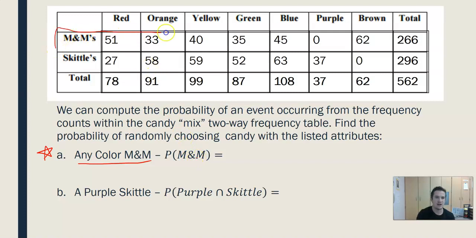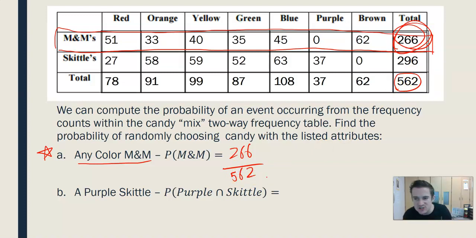Well, this is my column of M&Ms. Remember, when I'm finding a probability, I take the number of times that I could draw an M&M, so there's 266 total M&Ms, divided by the total possible number of outcomes. So the total number of pieces of candy that I have is 562. So again, I'm envisioning that I just have a big tub with all these pieces of candy, 562 pieces of candy in it. What is the probability that I would draw out an M&M?